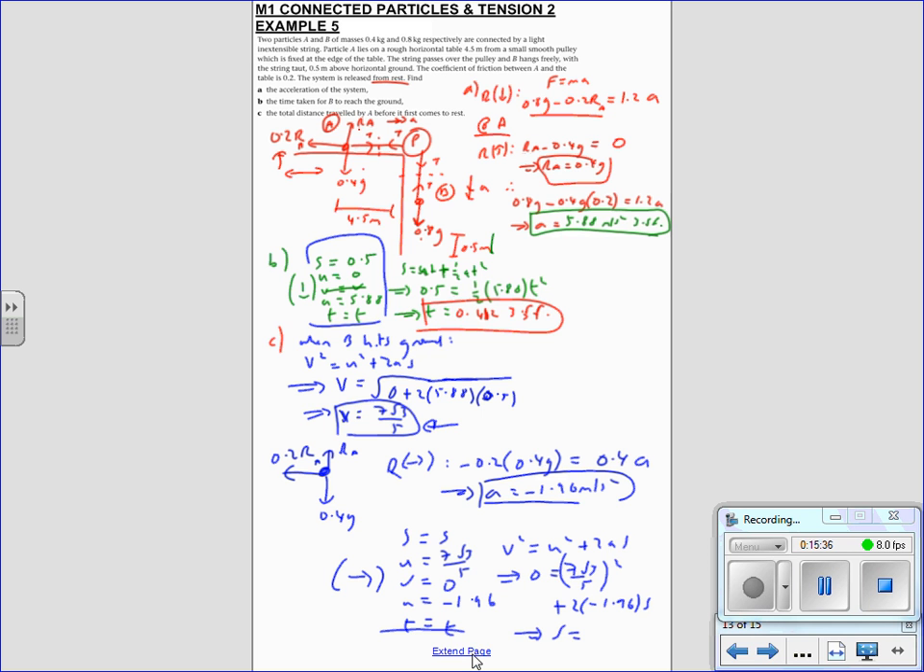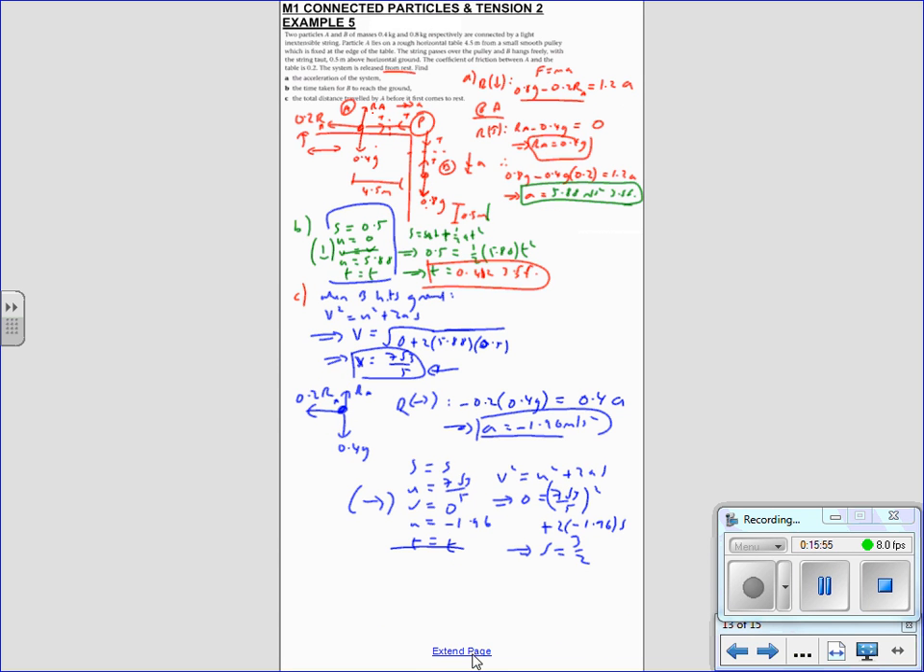So if you rearrange that, you should get s equals 7 root 3 divided by 5 all squared, divided by 2 times 1.96, and you should get 3 over 2. But remember what the question said? The question said total distance. So the total distance travelled by A is going to be that 3 over 2, plus the 0.5 it started with, so 2 meters. Okay?